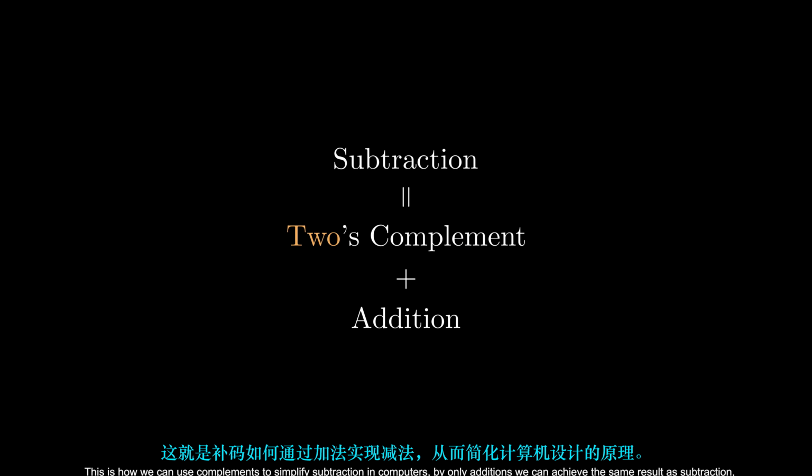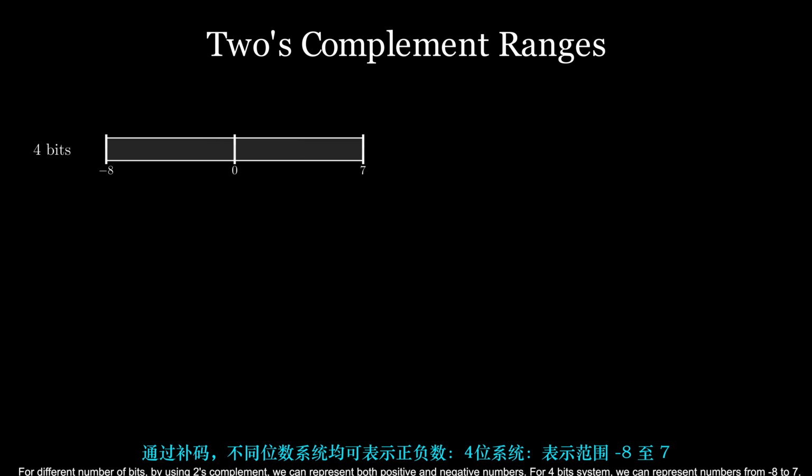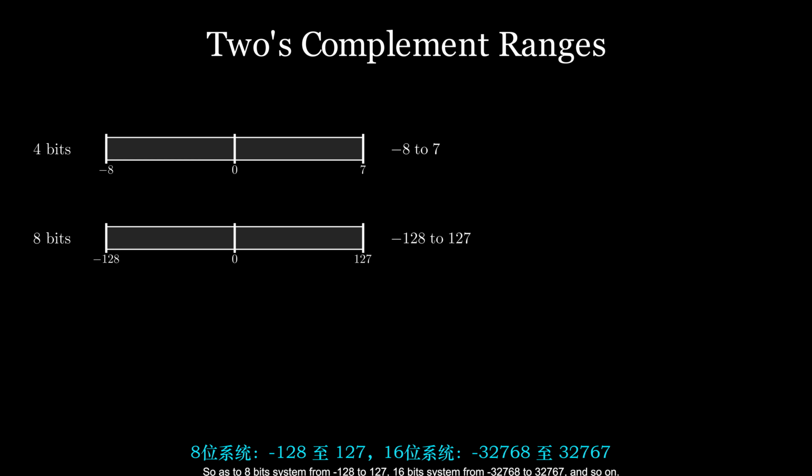By only additions, we can achieve the same result as subtraction, and it makes the design of computers much simpler and more efficient. For different numbers of bits, by using 2's complement, we can represent both positive and negative numbers. For a 4-bit system, we can represent numbers from -8 to 7. As for an 8-bit system, from -128 to positive 127.